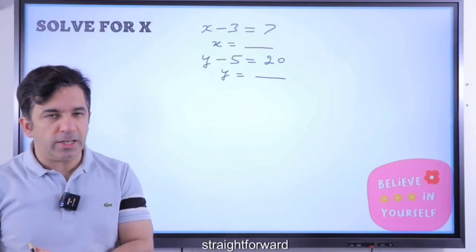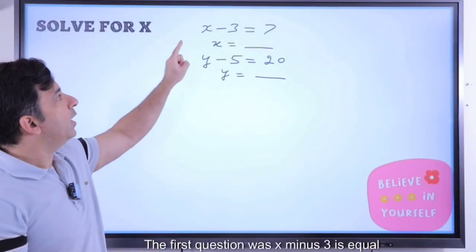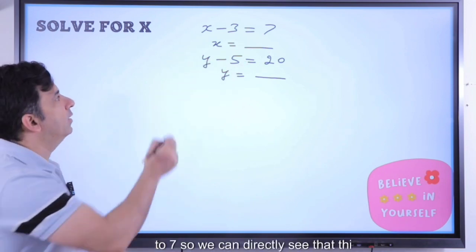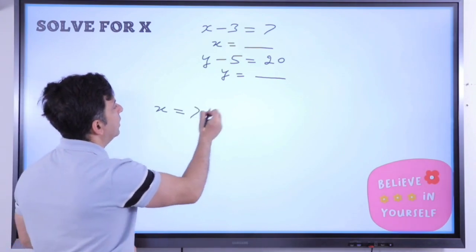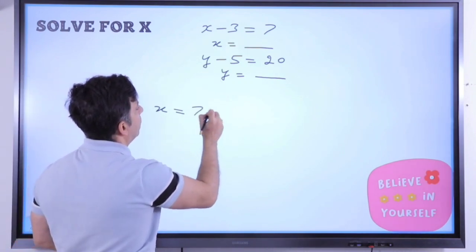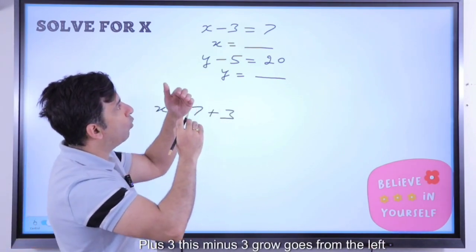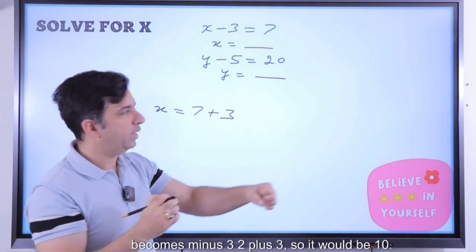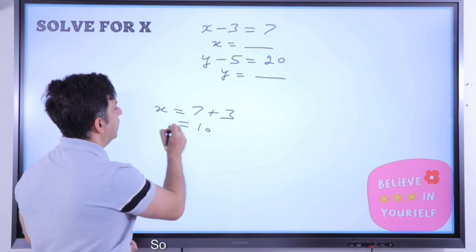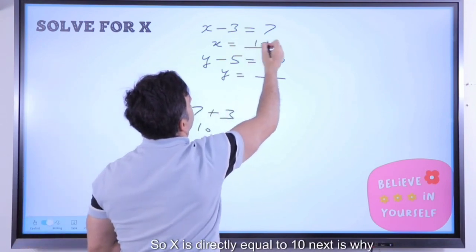Again a very straightforward term. The first question was x minus 3 is equal to 7. So we can directly see that this x would be equal to 7 plus 3. This minus 3 goes from the left hand side to the right hand side and becomes minus 3 to plus 3. So it would be 10. So x is directly equal to 10.